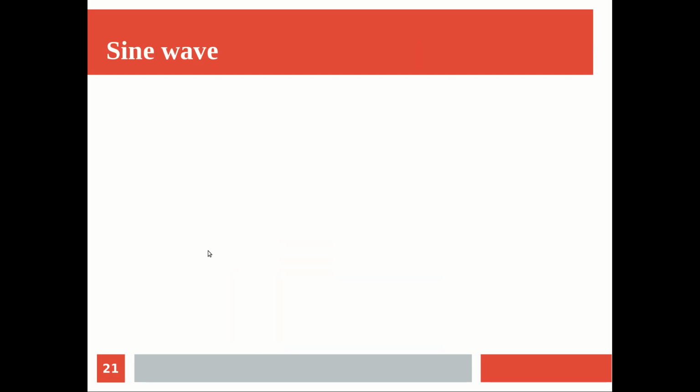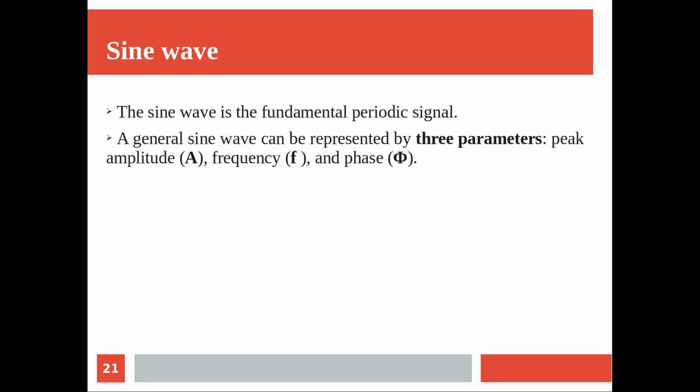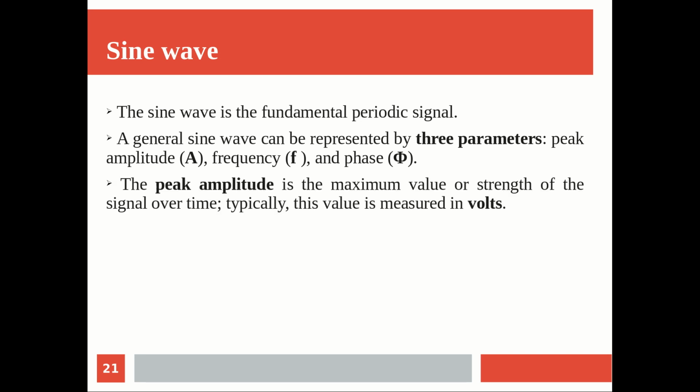Now about the sine wave. The sine wave is the fundamental periodic signal. Most of the cases people are studying it and using it. A general sine wave can be represented by 3 parameters: the peak amplitude, the frequency and phase. Now we will see these terminologies. The peak amplitude is the maximum value or intensity or strength of the signal over time. Typically this value is measured in volts, like in the previous diagram we saw that the peak amplitude A volts, like that it is denoted.